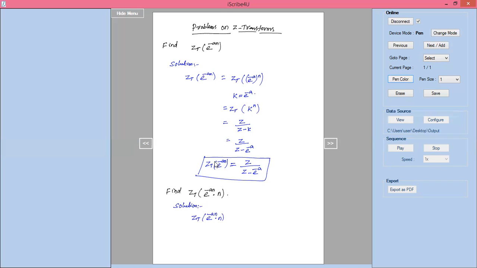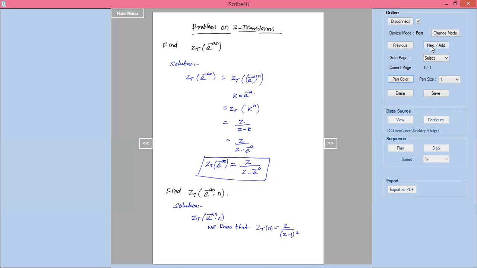Now, for e^(-an) into n, we know that the Z transform of n, already we proved the formula. What is the Z transform of n? It is nothing but z divided by (z minus 1) whole square. Now, how can I write this one? By using the damping rule. I'm going to use the damping rule here because e^(-an) is there. e^(-an) we are going to write in the form of k^n.